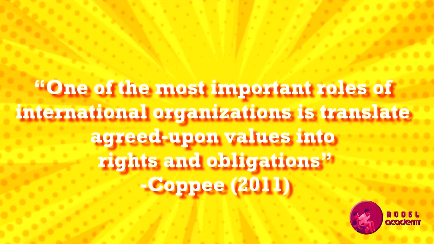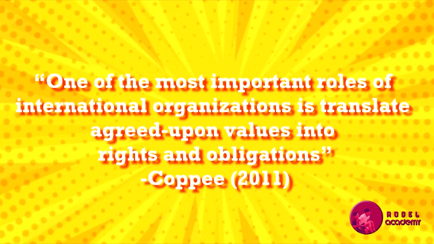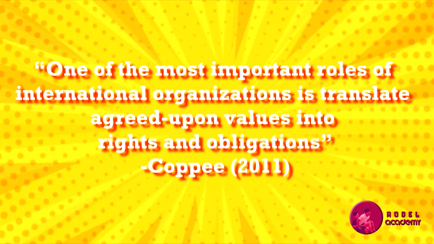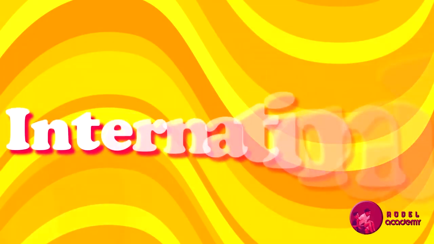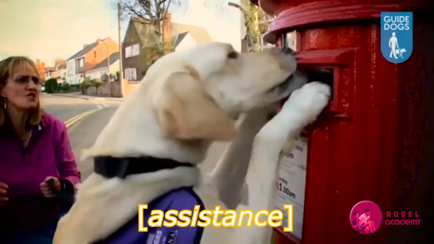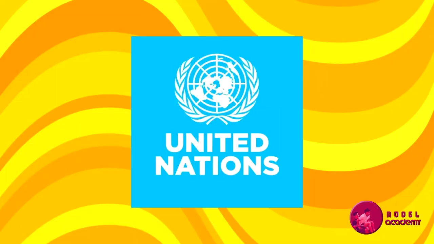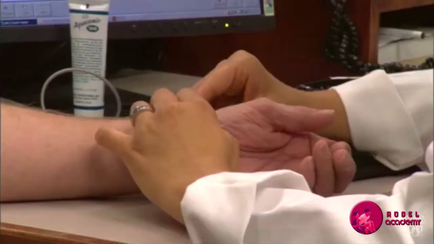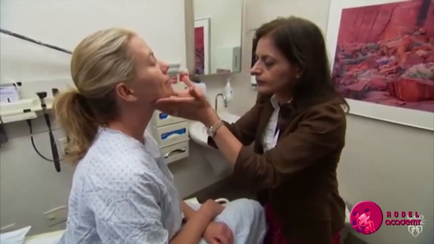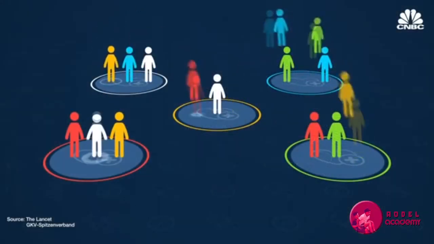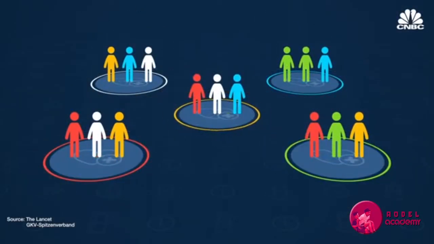One of the most important roles of international organizations is to translate agreed upon values into rights and obligations. The central role of international organizations is essentially to provide support and assistance through organized framework and international cooperation. For example, the United Nations. They concentrate mostly on the distribution of equitable health and social development, and also have diverse networks to enable them to provide and exchange support across different borders and localize their implementations for international policy.